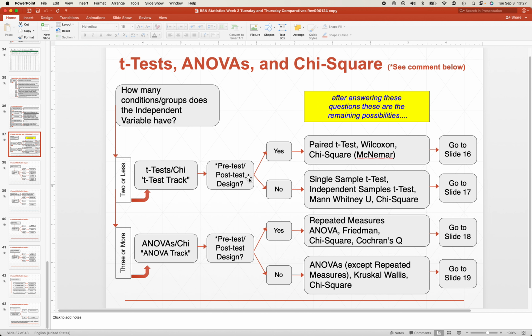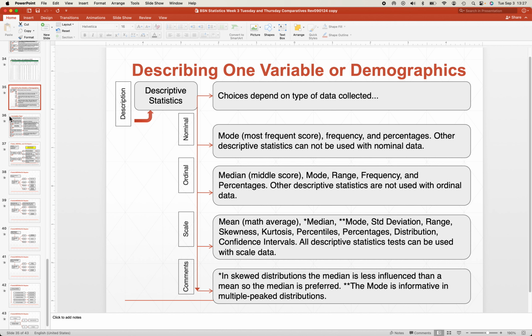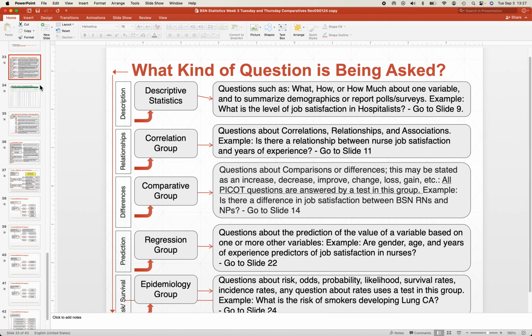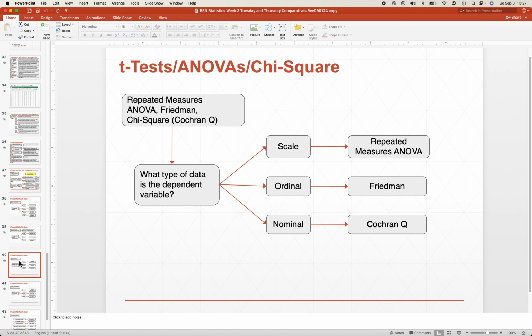Back to this original part of the algorithm, if we go all the way back. So if we're in the comparative group, if our question comes up under that, we're directed to this slide. And in the situation where we have more than 2 conditions within our independent variable, we're going to use what I call the ANOVA track. And this will be slides 18 and 19 that we're directed to.